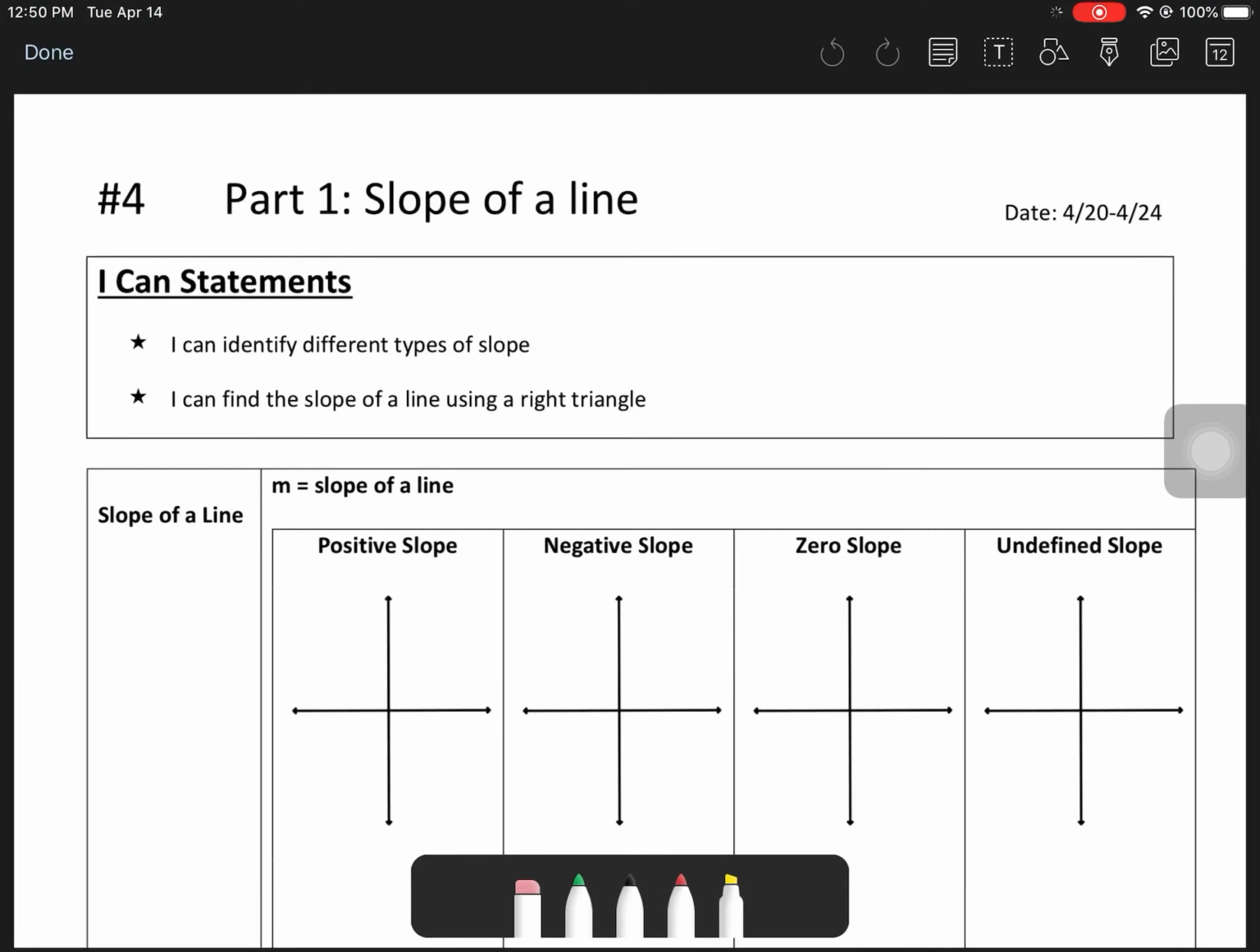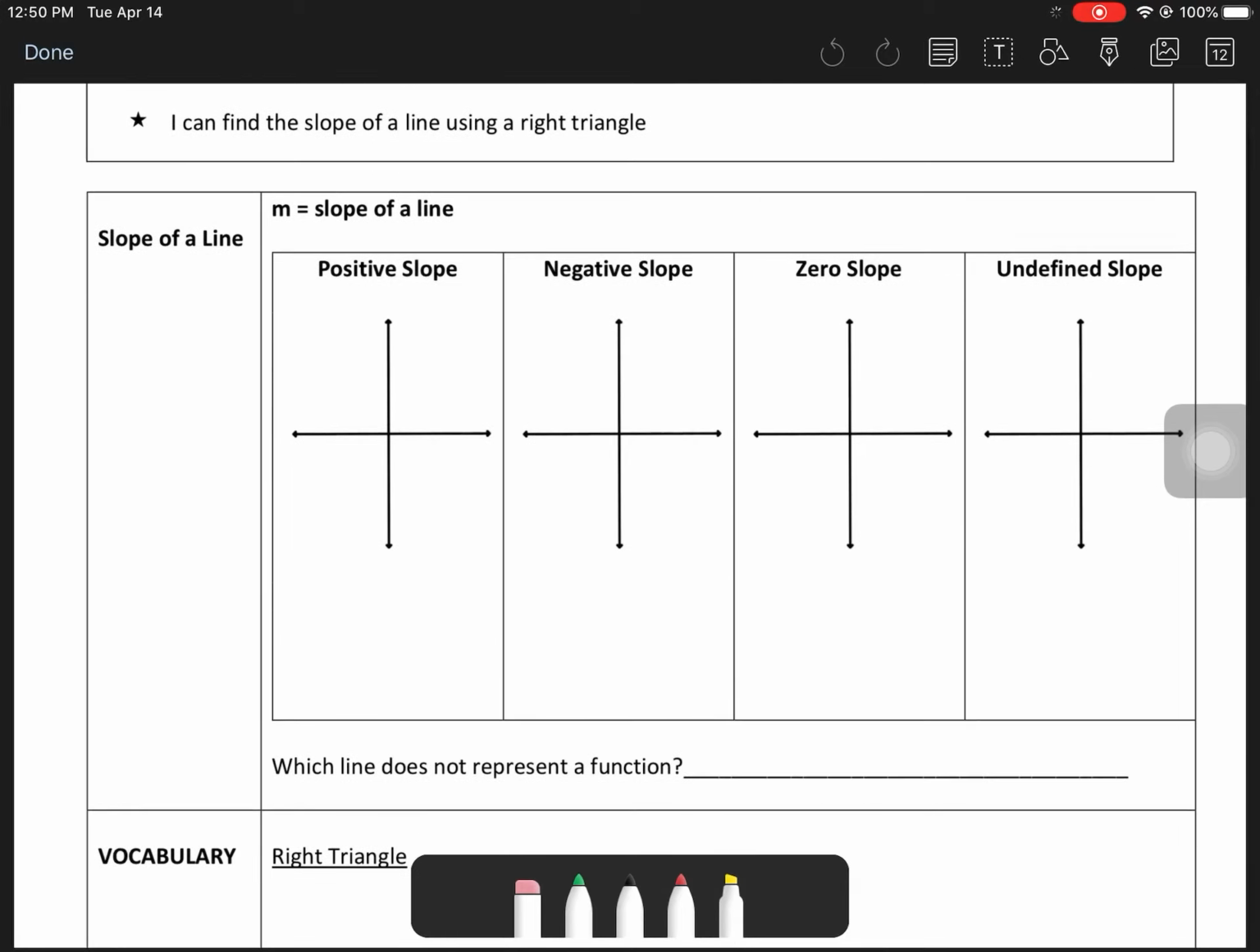Okay, we're going to be working now on slope of a line. So in the last lesson, we graphed points, and those points made a line when we connected them together. So today we're going to talk about slope, and slope is really the angle of the line. Think if you were going snowboarding or skiing, the slope is the angle that your hill is. So we're going to talk about 4 different kinds of slope right now.